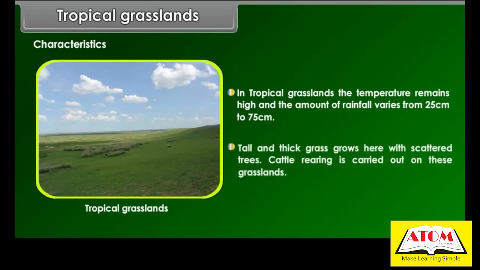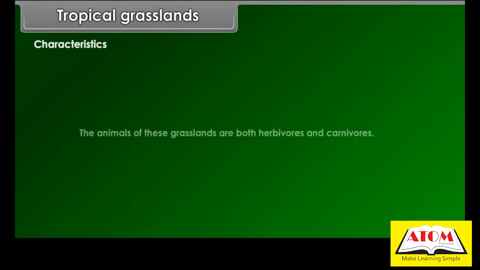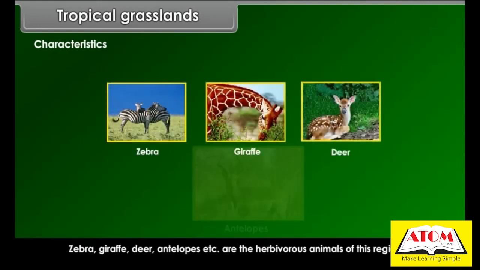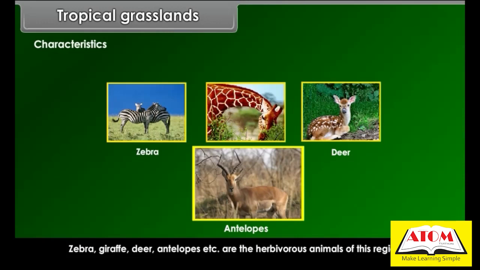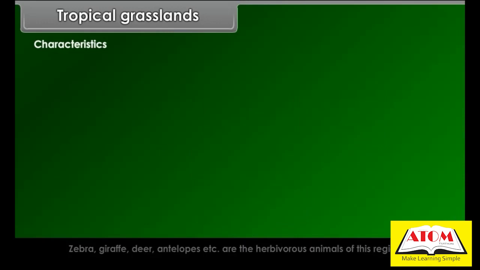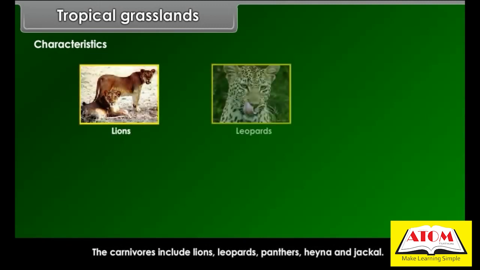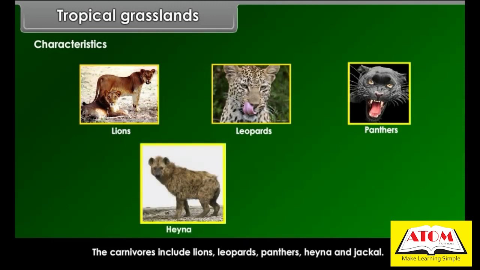Tall and thick grass grows here with scattered trees. Cattle rearing is carried out on these grasslands. The animals of these grasslands are both herbivores and carnivores. Zebra, giraffe, deer, antelopes, etc. are the herbivorous animals of this region. The carnivores include lions, leopards, panthers, hyena and jackal.